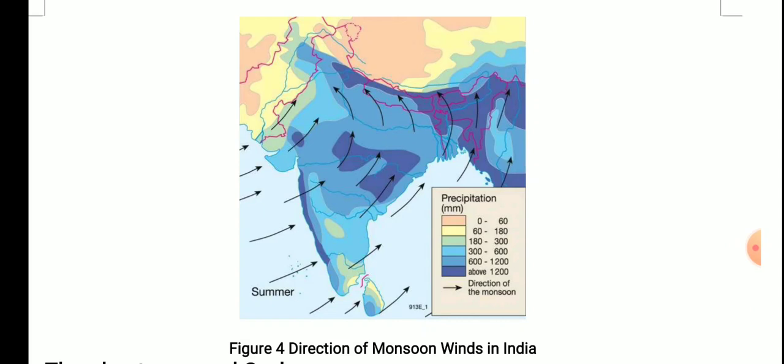Why? Again the same reason: because of the coastal region, the uneven heating of land and water. The land gets heated more quickly as compared to the water. So the air above the land gets warm and rises up, and the air over there is replaced by the cold air from the oceans. So that's why these are the arrows, the direction of monsoon winds in India. Clear, students?